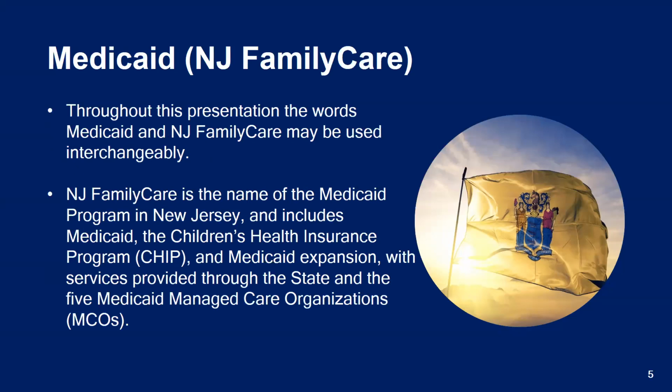Throughout this presentation, the words Medicaid and New Jersey Family Care might be used interchangeably. New Jersey Family Care is the name of the Medicaid program in New Jersey, which includes Medicaid, CHIP, which is the Children's Health Insurance Program, and Medicaid Expansion. Medicaid services are provided through the state as well as through the 5 Medicaid Managed Care Organizations, or MCOs. I just wanted to be clear so there was no confusion on Medicaid versus NJ Family Care.